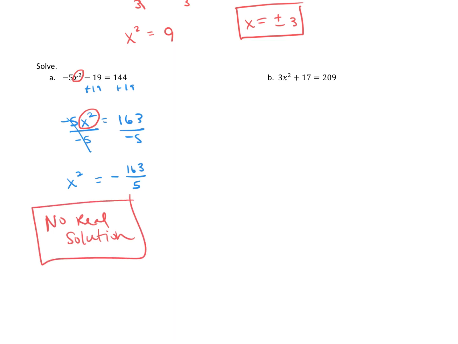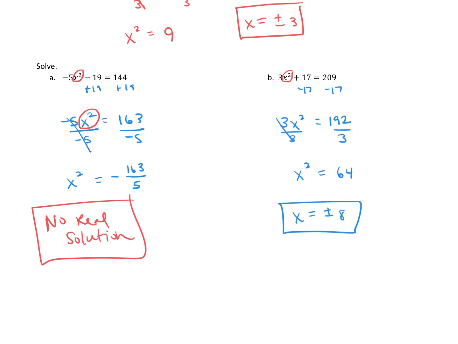All right, last one. Here's our x squared. We're going to isolate that by subtracting 17 first. 3x squared equals 209 minus 17, which is 192. Now we will divide both sides by 3. 192 divided by 3 is 64. Oh, well, what do we square to get a 64? 8 and negative 8, so plus or minus 8.